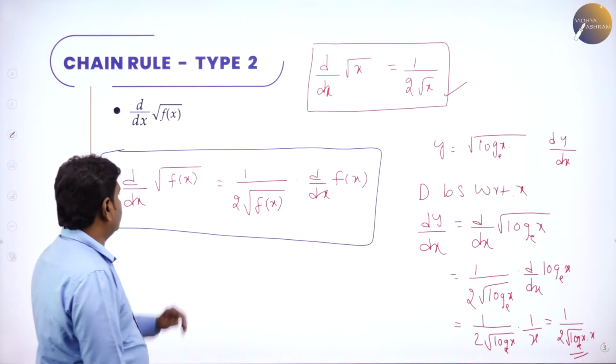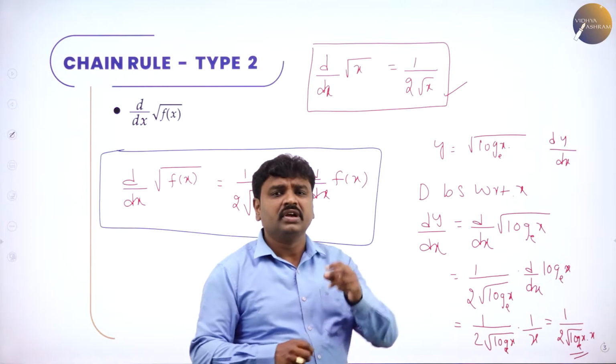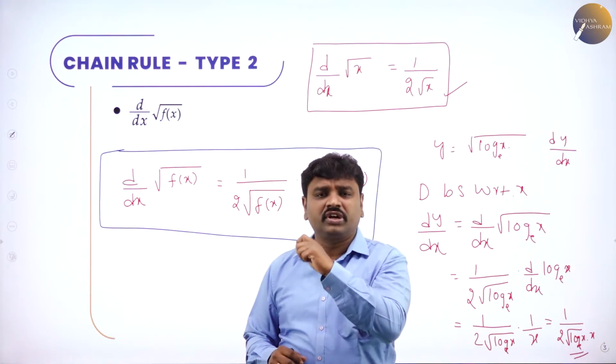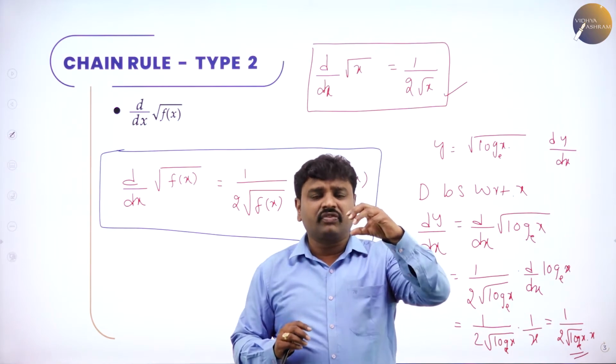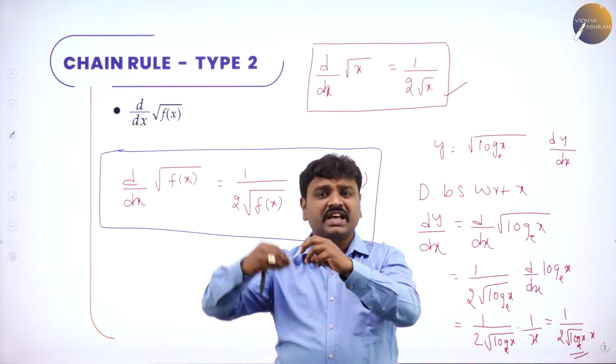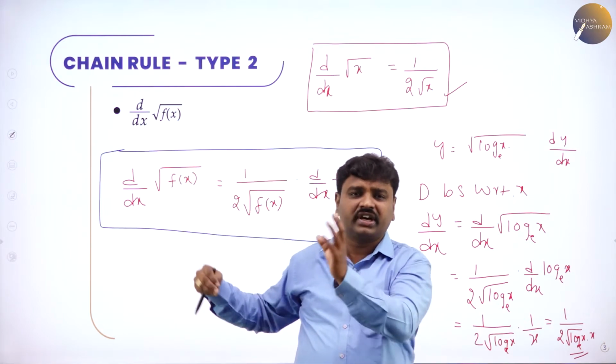So now, two types we have done. One is f of x power n. What is differentiation of f of x power n? n into f of x power n minus 1 into d by dx of f of x. What is chain rule? External formula into derivative of internal function. As long as you have internal functions, go on differentiating the internal function and write them as a product.